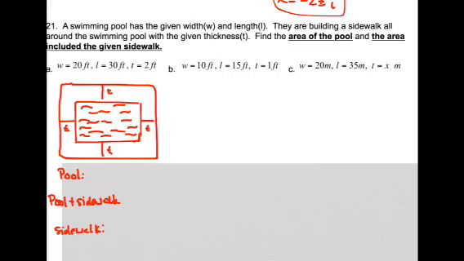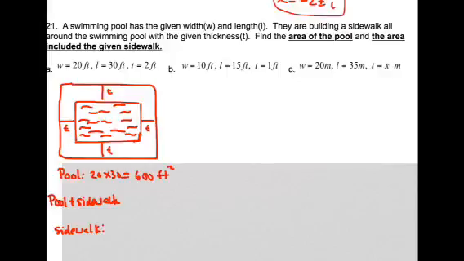Alright, for 21, you have a swimming pool with a sidewalk around it that is 10 units wide all around, like in the picture. So first they want the area of the pool. Well, for A, it's 20 times 30, so that's going to be 600 square feet.